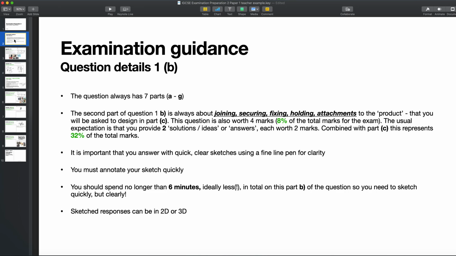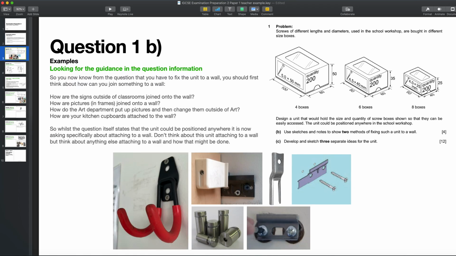You must annotate your sketch very quickly and just a simple describe and explain. And you should spend no longer than 6 minutes, ideally less than that, in total on this part of the question. So you need to be very quick when you sketch. You can sketch in 2D and 3D. So let's have a look at the type of question and what you might need to do.